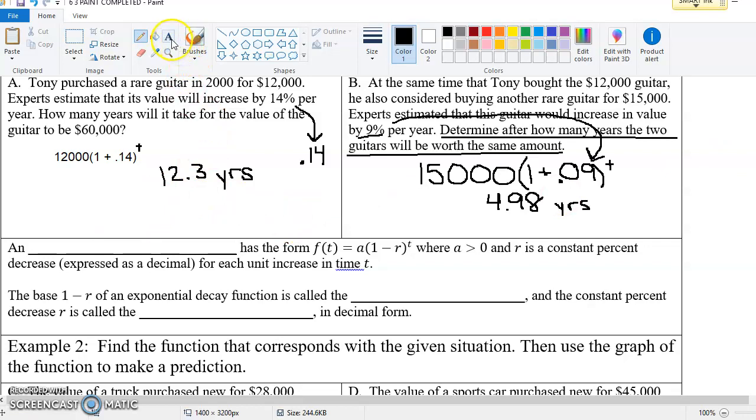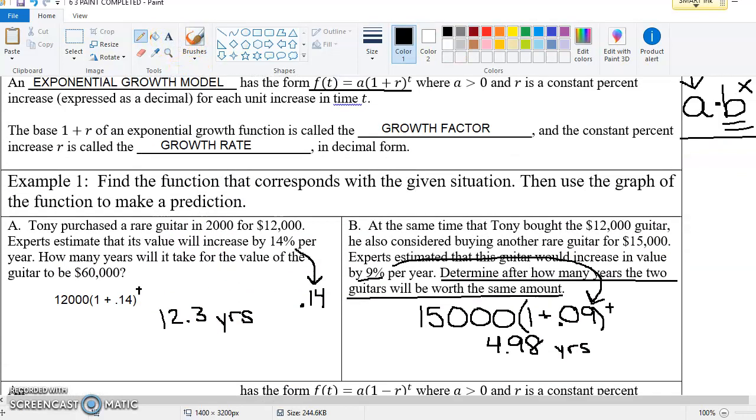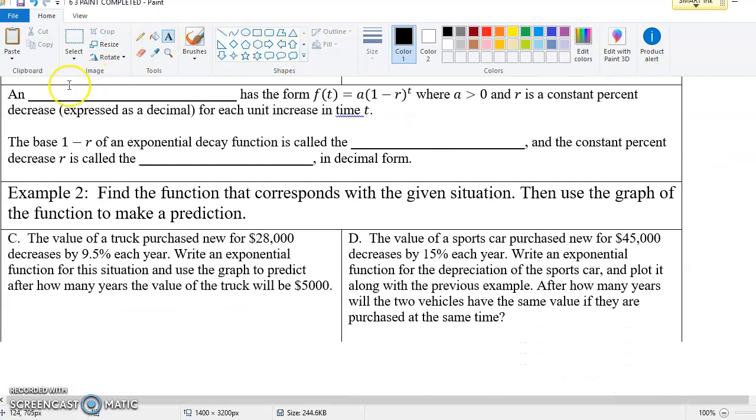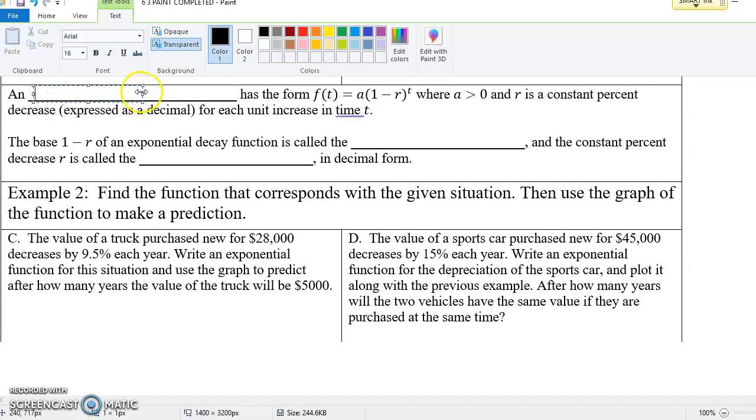All right, now, we did a growth model. Now we are going to do a decay model. And if I go too fast at any point, you can just pause your video. So now we're talking about a decay factor because your amount is going down over time. And then, of course, that would make that a decay rate.